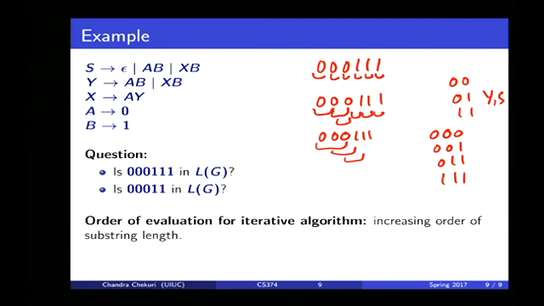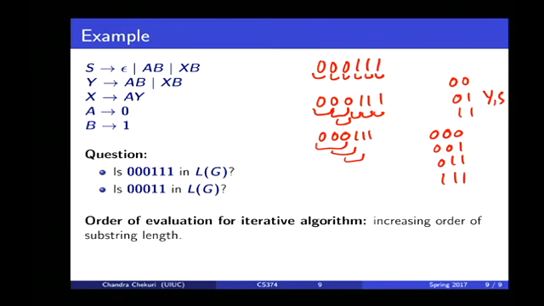You try substrings of length 3 because you already know all the answers for substrings of length 2, and you know all the rules, so you can check. Then you go to substrings of length 4, and finally you get to the full length n. When do you say the answer is yes? If S derives substring 1 to n, the entire string, then you say yes, otherwise no. The output is, does S derive the entire string 1 to n? So that's how we do it.